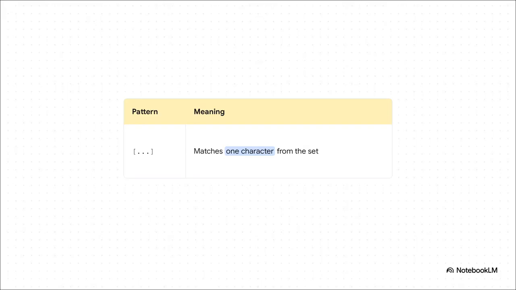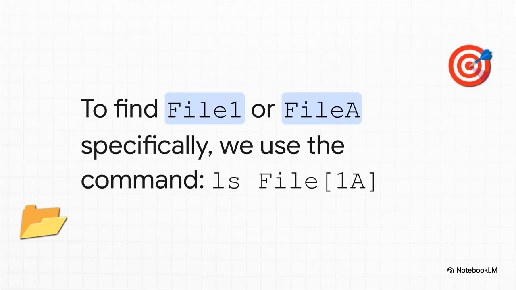Our final core wildcard is the square brackets. This is where you get to be even more specific. This tells the shell to match a single character, but only if that character is on the specific list you provide inside the brackets. So let's say we wanted to find only file1 or fileA and absolutely nothing else.